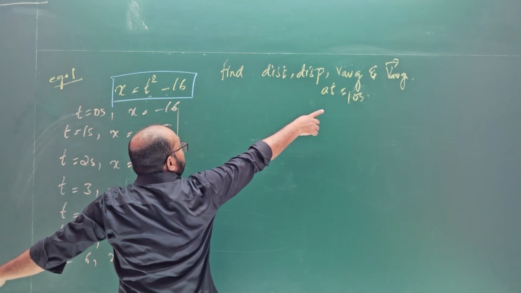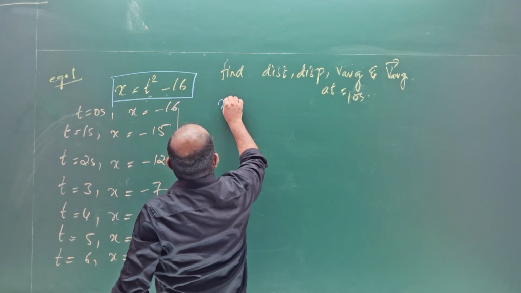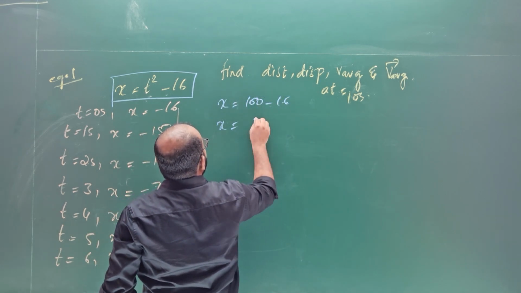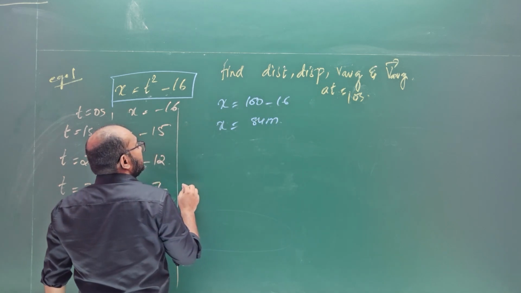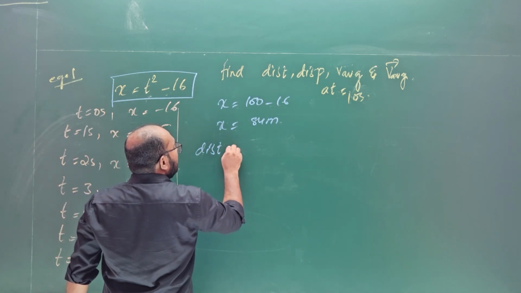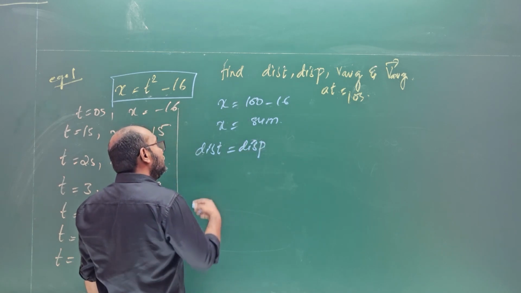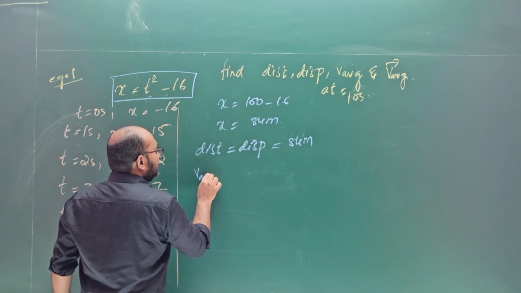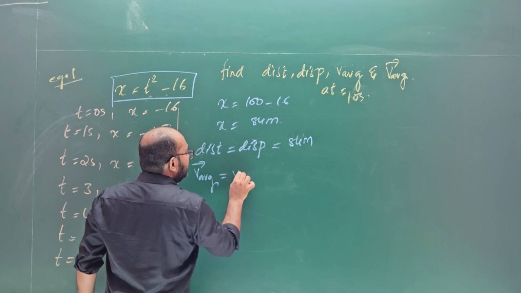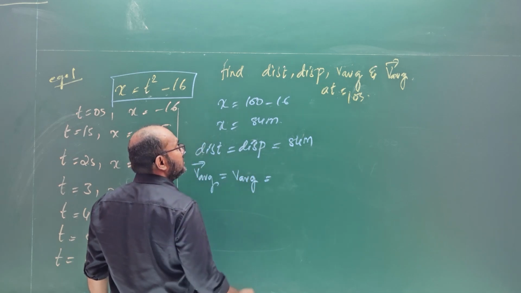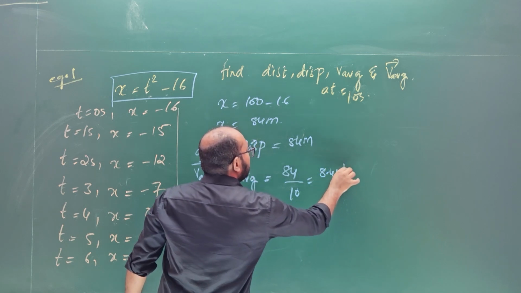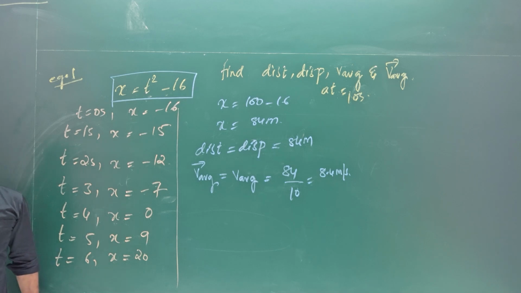So finally, he asked you to calculate at 10 second. So substituting t value 10, that means 100 minus 16, x is equals to 84 meter. In this situation, distance and displacement both are equal. Similarly, can I also say that average velocity and average speed both will be equal? That is 84 upon 10, that is 8.4 meter per second. Got my point? Write down first.